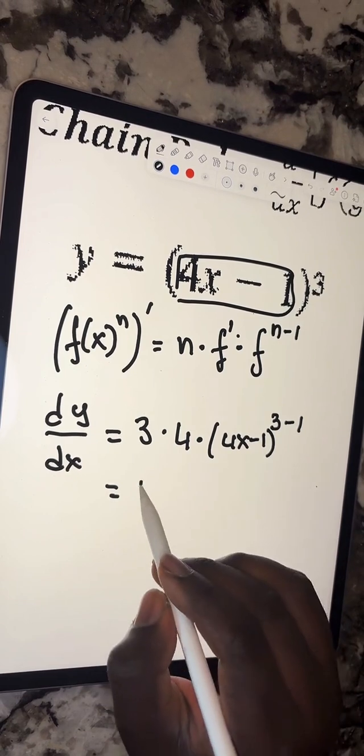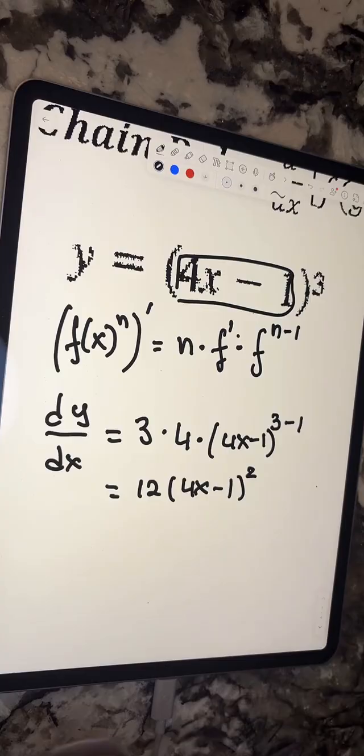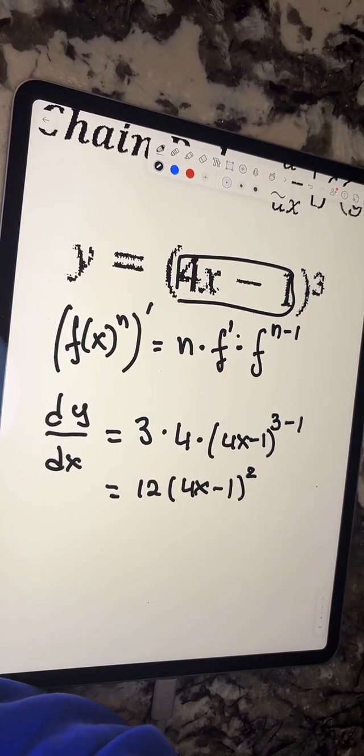So 3 times 4, that's 12, times 4x minus 1 to the power of 2. Boom. Do you guys find this much easier than the chain rule? I think the chain rule is made hard because it might not be obvious for you to figure out what's the inside function and what you're going to use for the outside function. In other terms, what would you choose for f of x and what would you choose for g of x?